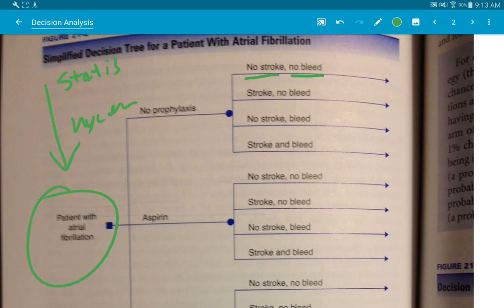You might have a GI bleed, and that could also be fairly bad for the patient outcome. They could have a stroke and then not a bleed. They could have no stroke and a bleed, or they could have the worst possible. This is like the most unlucky person of all time. They could have a stroke and a bleed, right? Those are literally all of the possibilities that could pop up for that individual.